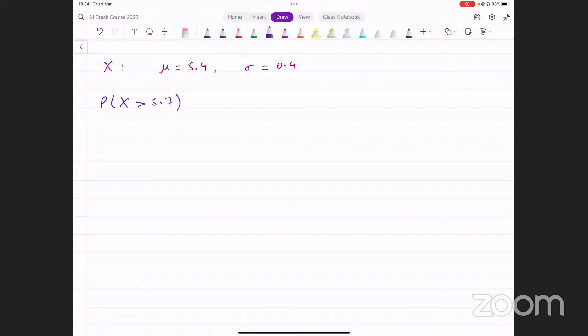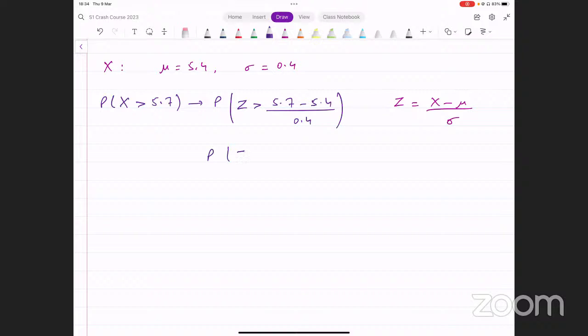Now, how do you find this probability? How do you start? The first thing that you have to do is convert it to z. Now, z equals x minus mu over sigma. Let's do that conversion. When we convert it to z, it becomes z greater than 5.7 minus mu, which is 5.4, divided by sigma, which is 0.4. And what does this give you? This gives you probability of z greater than 0.75. This is what you get.